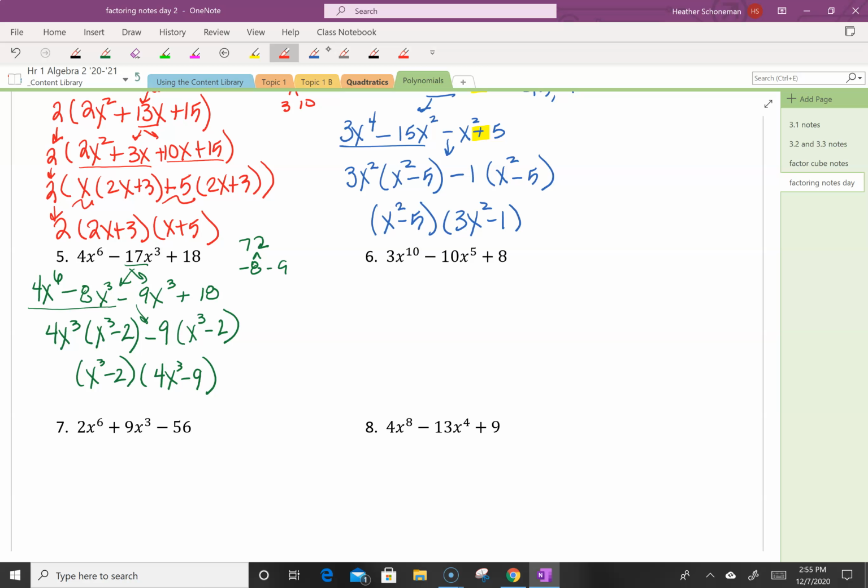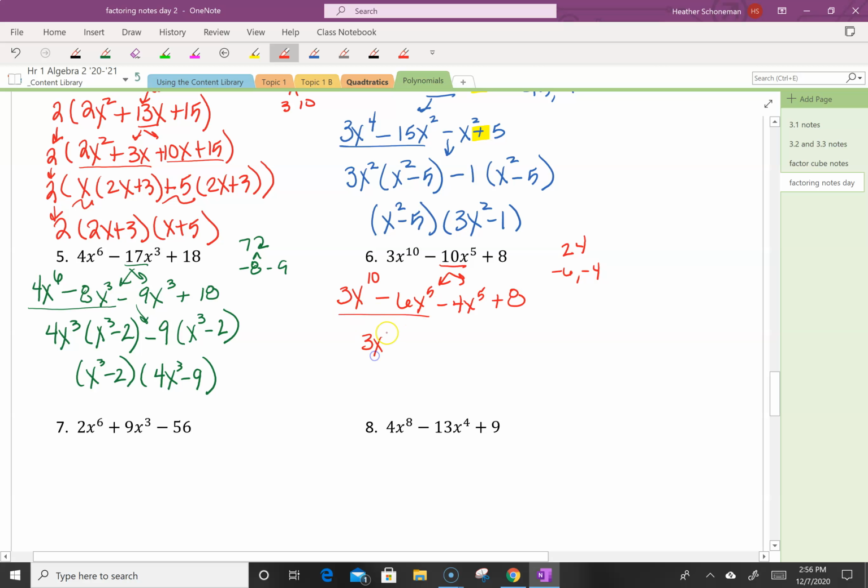Number 6. Number 6, I'm going to do 3 times 8 because there's no greatest common factor. 3 times 8 is 24. Now I need two numbers that multiply to 24 and add to negative 10, which would be negative 6 and negative 4. So I'm going to rewrite this. I have 3x to the 10th minus, split this into negative 6x to the 5th minus 4x to the 5th plus 8. Factor by grouping.